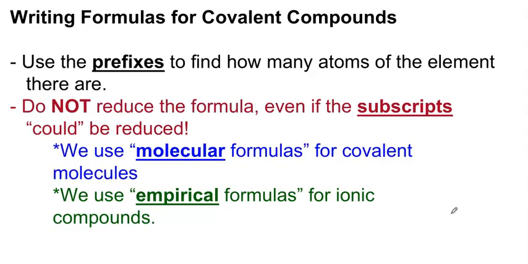Okay, so when we write formulas, again, we're going to use our prefixes to find out how many atoms are there, but we do not reduce these, and we also don't have to crisscross. These are much simpler. So we do not reduce, even if you can, and that's because we use what are called molecular formulas for covalent compounds and empirical formulas or simplified formulas for ionic compounds. So in a covalent compound, you want to count each and every single molecule. We never ever reduce. In ionic, you have to reduce, otherwise it is incorrect. So a little bit of a difference there.